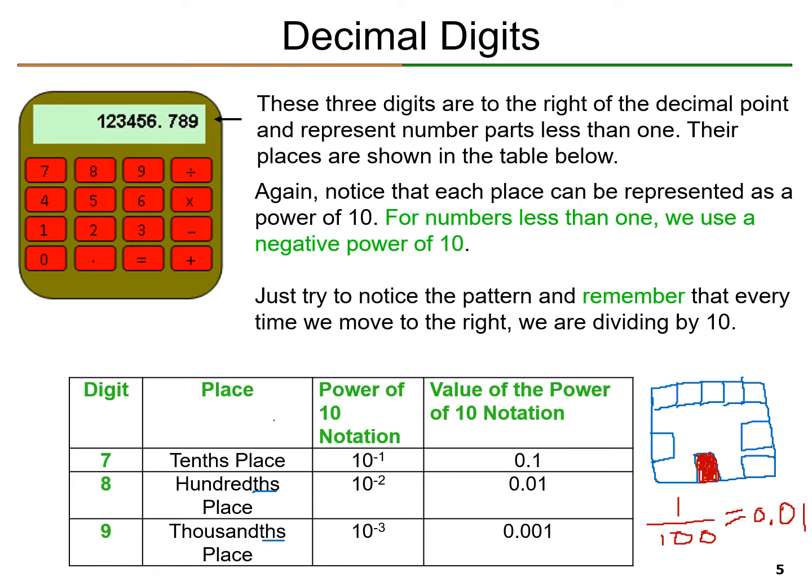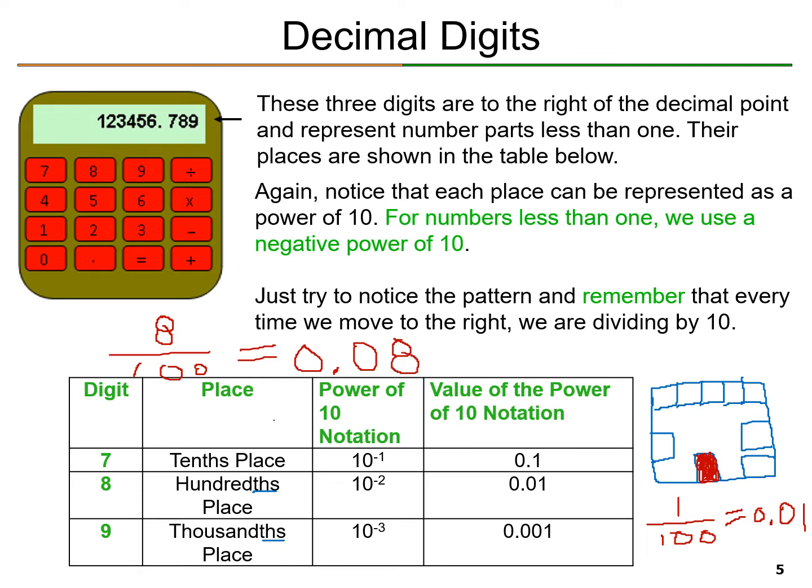Again, these digits represent parts that are less than 1. So that's a hundredth. Now the value of this 8 here in the hundredths place means that this 8 has a value of 8 out of 100, which is equal to 0.08.